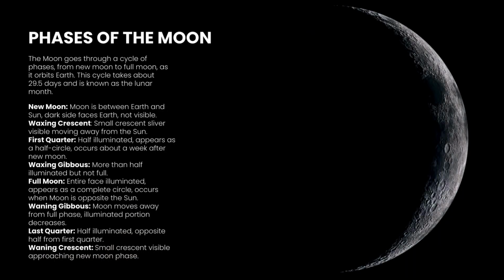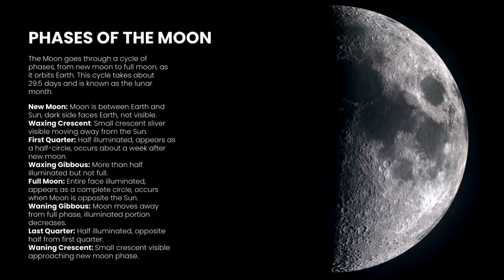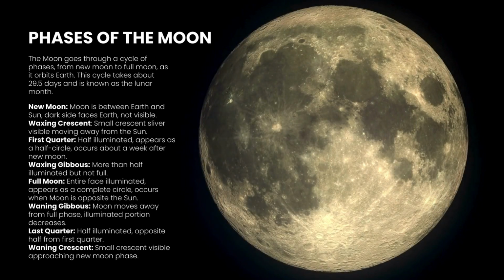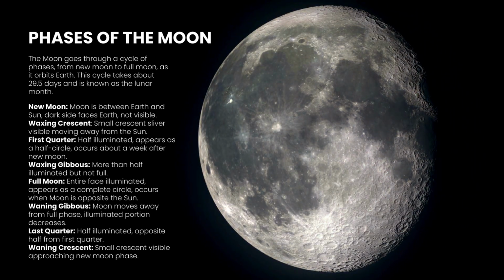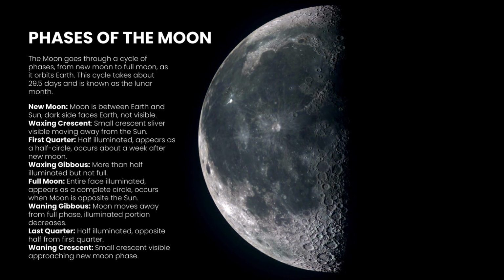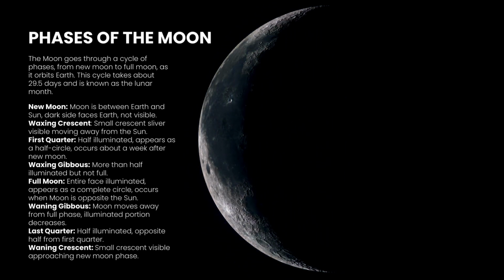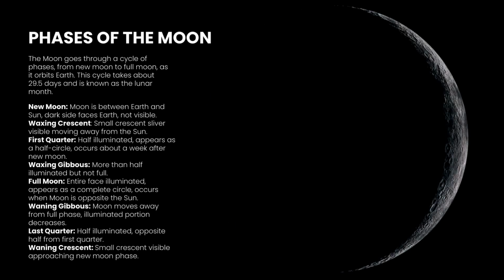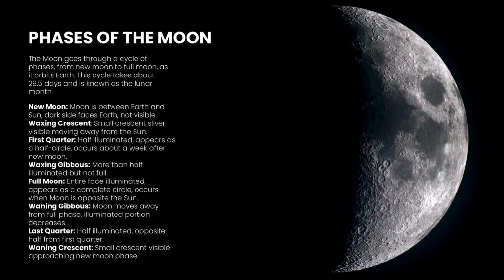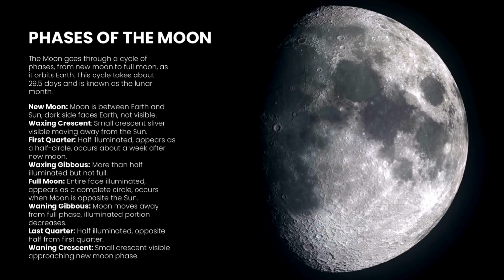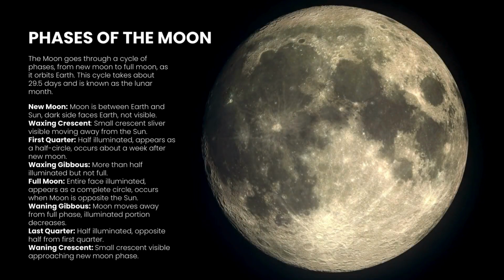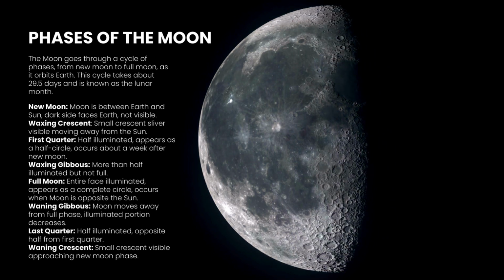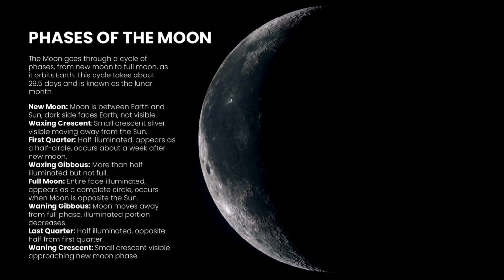The Moon goes through a cycle of phases, from new moon to full moon, as it orbits Earth. This cycle takes about 29.5 days and is known as the lunar month. New moon. Moon is between Earth and Sun, dark side faces Earth, not visible. Waxing crescent, small crescent sliver visible moving away from the Sun. First quarter, half illuminated, appears as a half circle, occurs about a week after new moon. Waxing gibbous, more than half illuminated but not full.